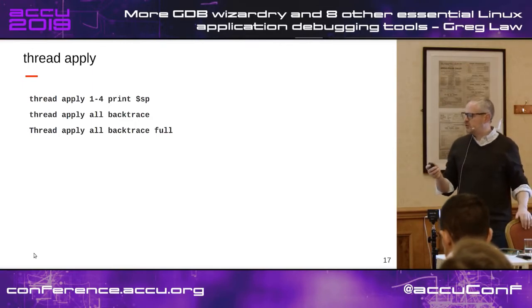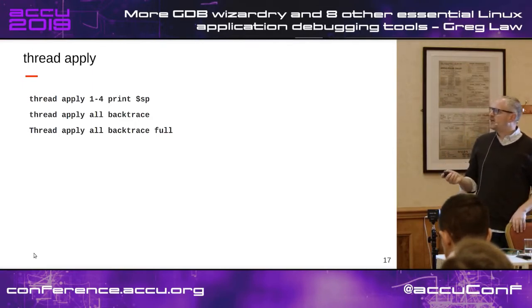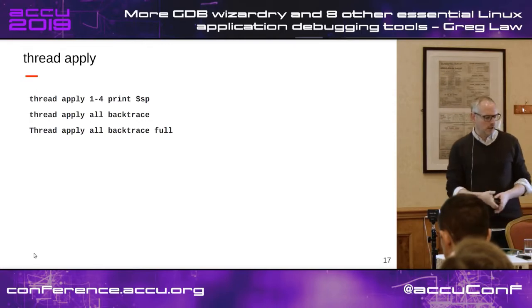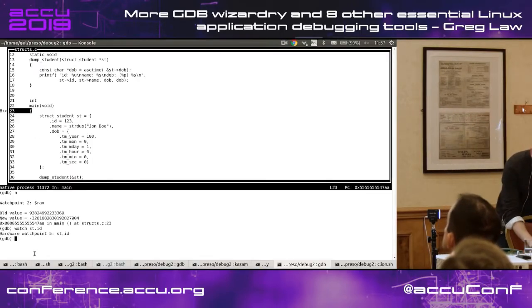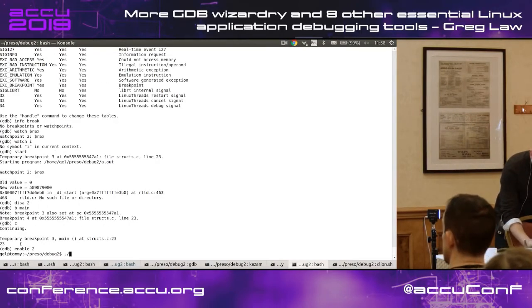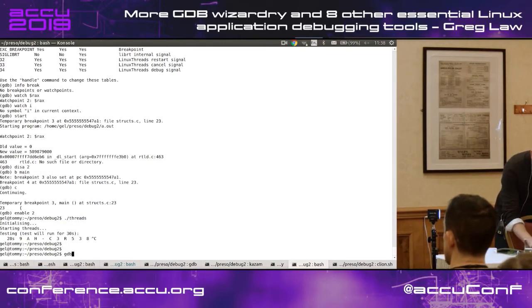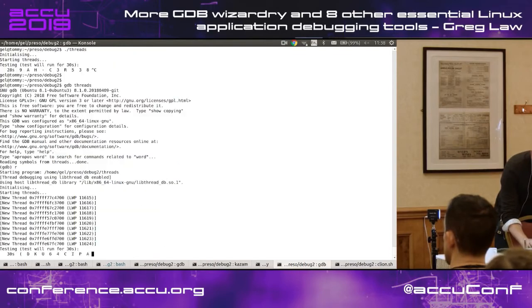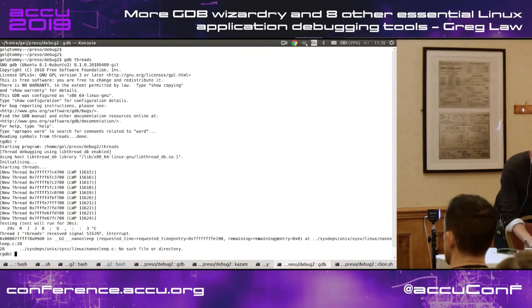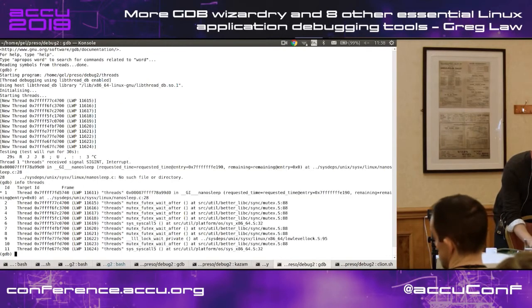Thread apply is quite useful, although if I'm honest, I think I've only ever seen it used in anger with that, get a backtrace and possibly backtrace full. Backtrace full will give you all of your threads. So I've got here a little threaded program that does that. If I run it in there, I can go info threads, and that gives me all that.